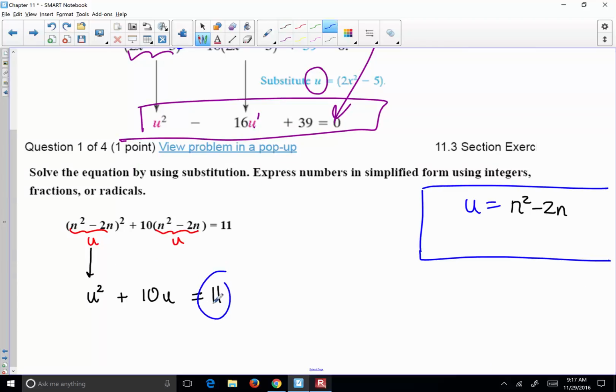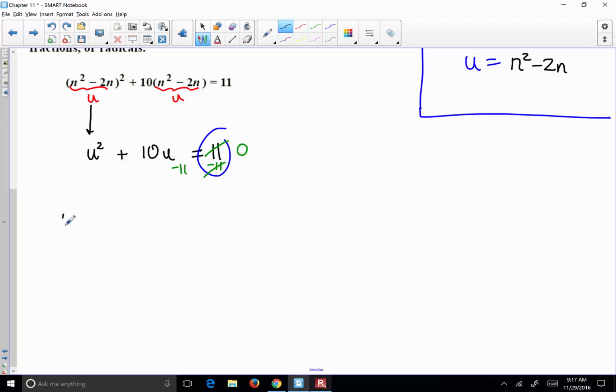I don't like 11 on this side, so what shall we do? Flip it to the other side by subtracting 11 from both sides. Now it's gone, and turned into 0. So we have the perfect standard form quadratic equation, u squared plus 10u minus 11.